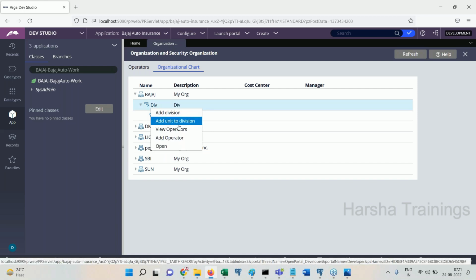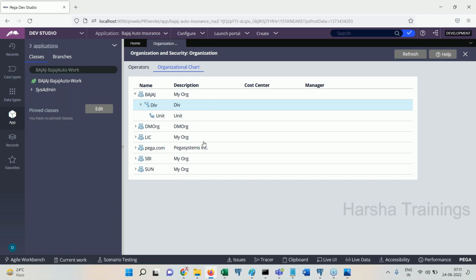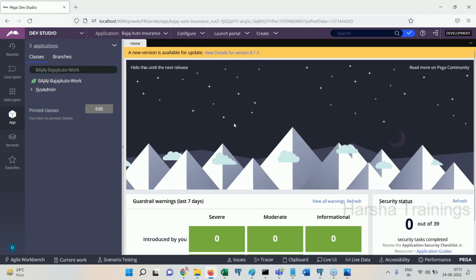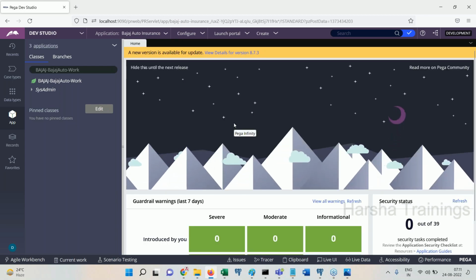A division, add a unit to a division. Add a division. You can add multiple divisions, or you can add multiple units under each division and multiple subunits under each unit. That is possible. Okay, so like this, generally this is just for your information to show you the organization structure. Just keep this in mind.